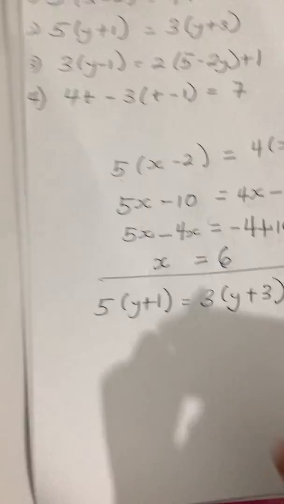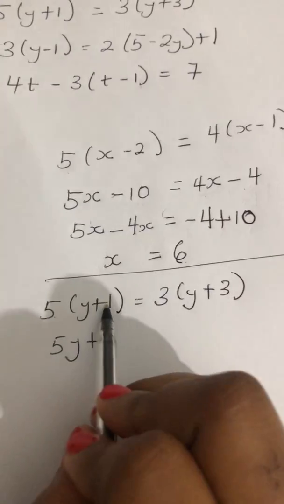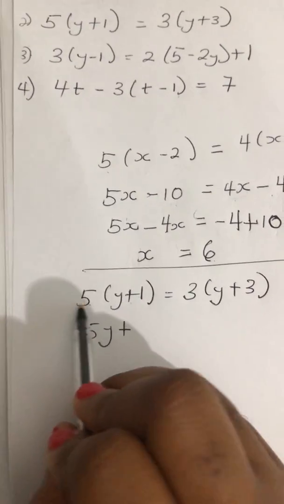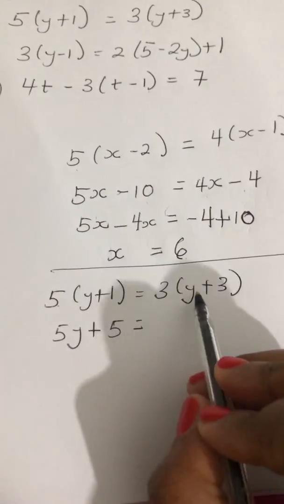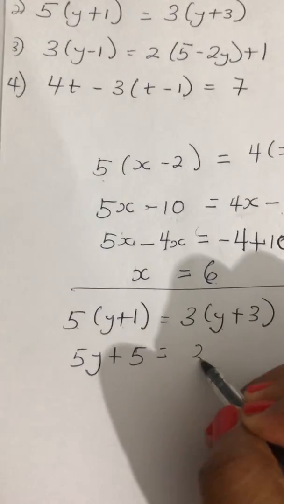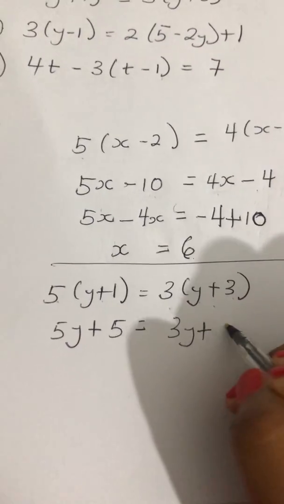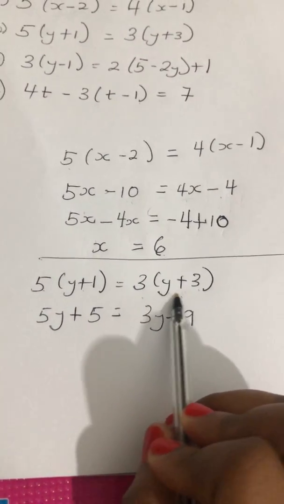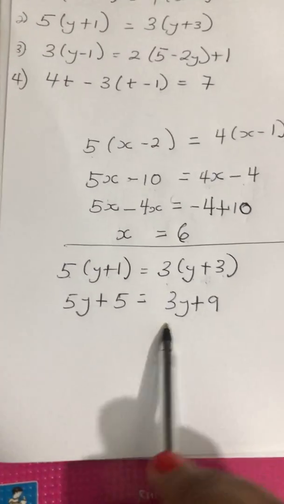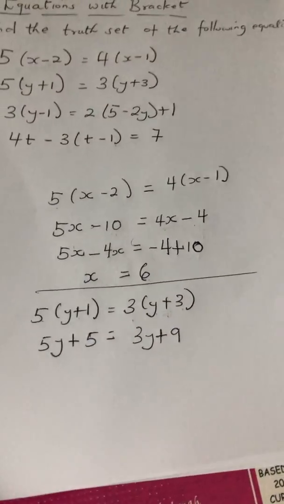So 5 times y is what? 5y. Plus 5 times positive 1 is what? 5. Then you have 3 times y is what? 3y. Then you have 3 times 3, which is what? A positive 9. 3, 3, 9, and it is a positive here. The sign here is positive, so here we are safe. We do not have any negative here.